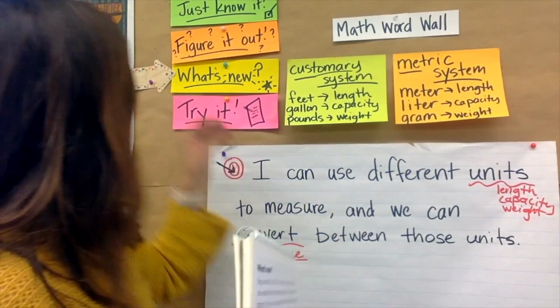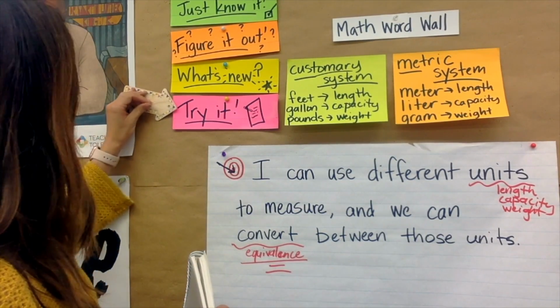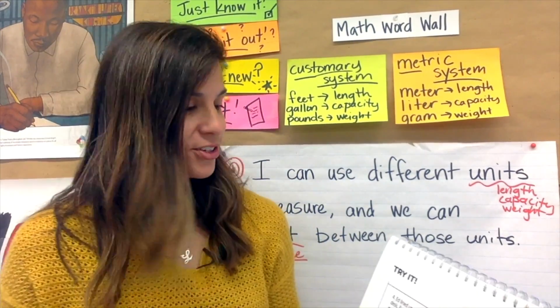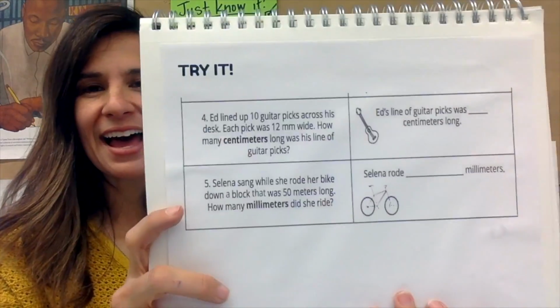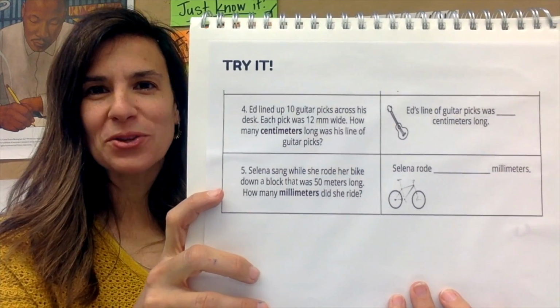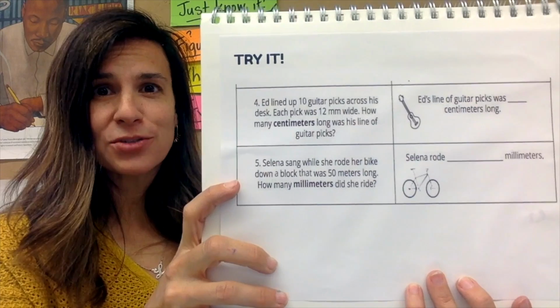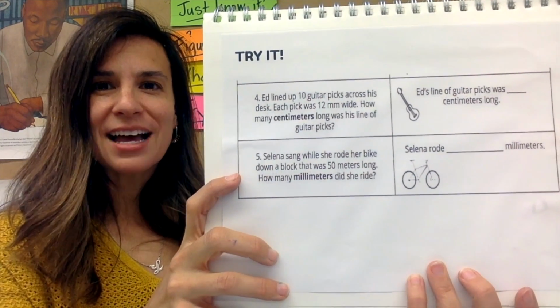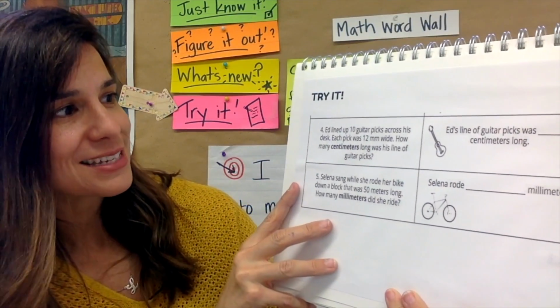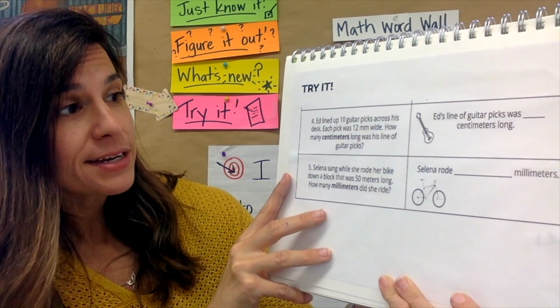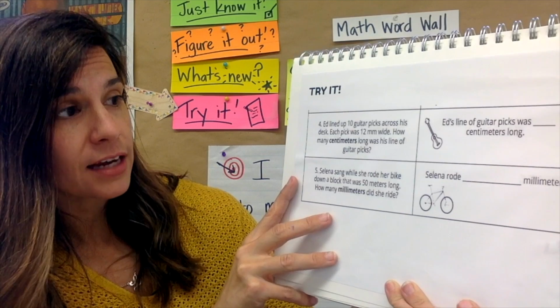All right, let's go to try it, where you get to take what you learned with me and try it on your own at home. So I have some try it problems here. I'll hold them up so you can see them a little better. I want you to choose one, or maybe you want to do both. Ed lined up 10 guitar picks across his desk. Each pick was 12 millimeters wide. How many centimeters long was his line of guitar picks?